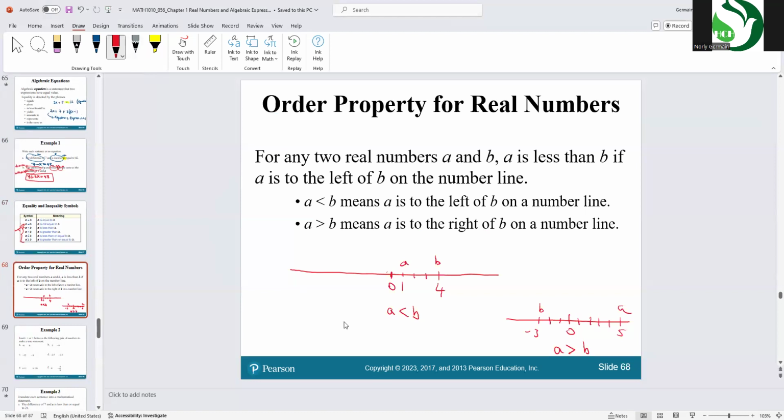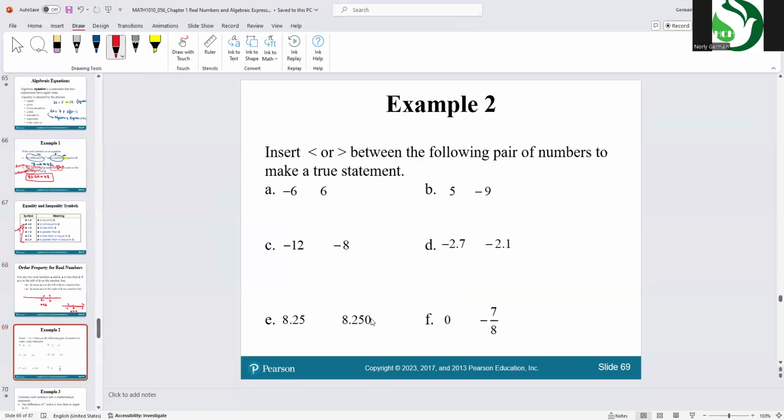Very important. Let's see that by putting some symbols in this example. Insert less than, or this one is greater than.